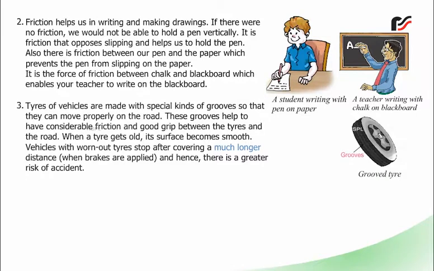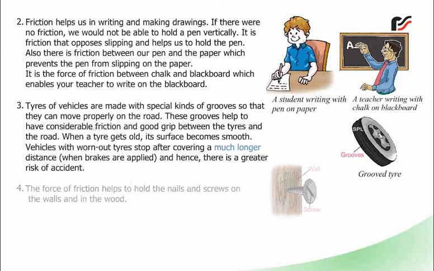3. Tires of vehicles are made with a special kind of grooves so that they can move properly on the road. These grooves help to have considerable friction and good grip between the tires and the road. When a tire gets old, its surface becomes smooth. Vehicles with worn-out tires stop after covering a much longer distance when brakes are applied, and hence there is a greater risk of accident.